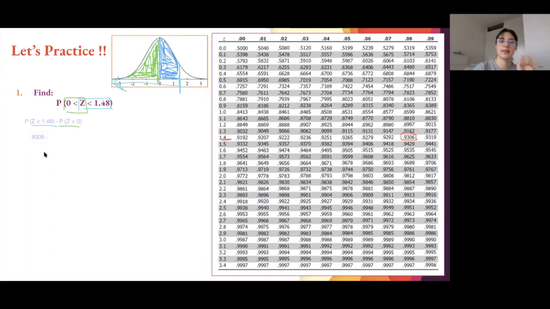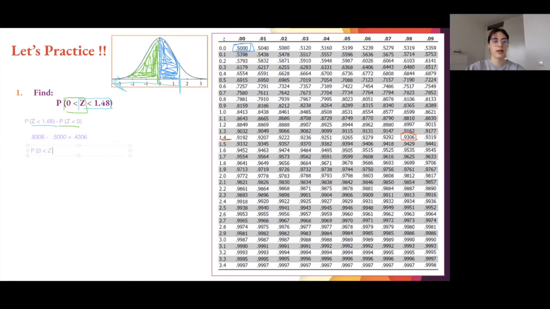And we don't know what that minus is yet, because now we need to find the probability that Z is less than 0. And this one's pretty easy to find because it's the very, very top left corner value, 0.000. So 0.5. And so now that we know both probabilities, we have 0.9306, we minus 0.5000 from that, and that gets us an answer of 0.4306.